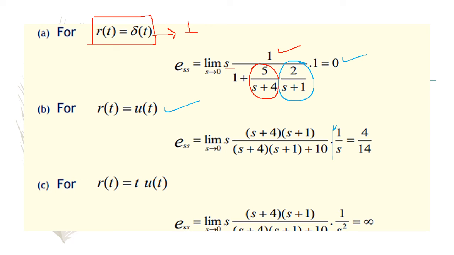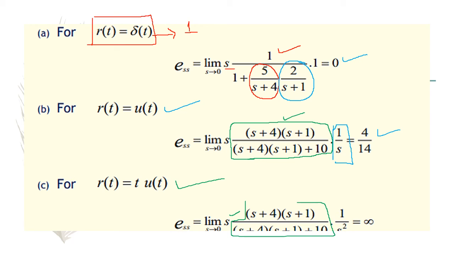So the answer we get for the unit step is 4 divided by 14. The next signal is a unit ramp signal, that is t into u of t. So the limit as s tends to 0, whatever value we get, because it is 1 by s divided by 1 plus g of s into h of s. The expression 1 by g of s into h of s is the same for this condition as well as for the previous one. The only change is R of s.